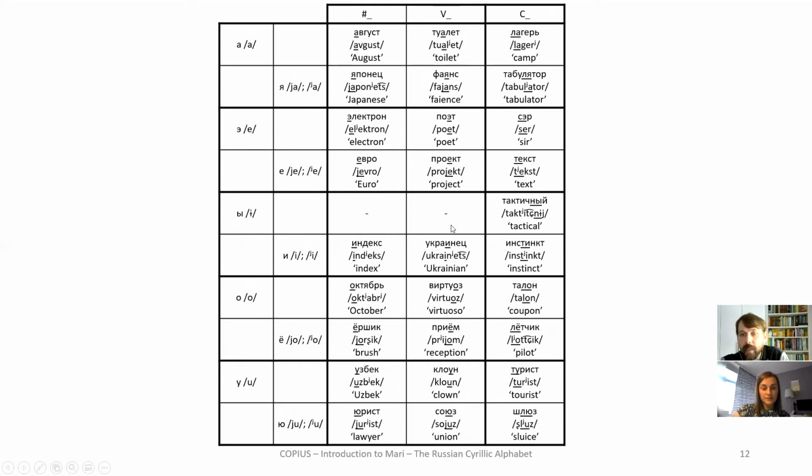I should note that there are these missing fields. This just doesn't happen in Russian, at least not in a systematic fashion. So we have no examples to give there.